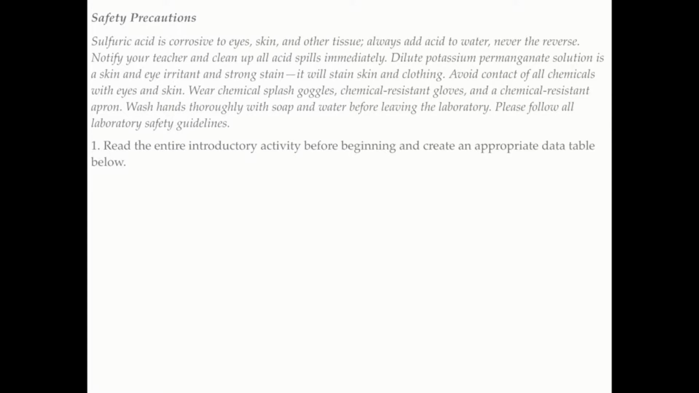Okay? So the first thing I need you to do is to read the entire introductory activity, and then you're going to create a data table. I'm going to take you through this first activity, this first determining the concentration of potassium permanganate, take you through the steps, and then you will actually do it in the lab.